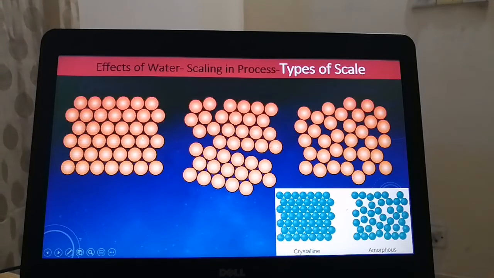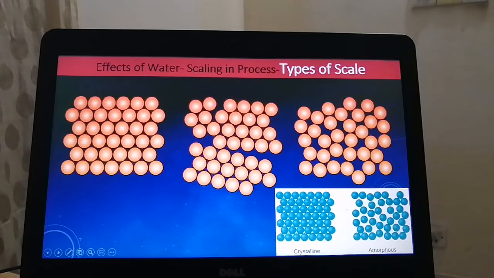It comes out from a supersaturated solution and forms crystals in a very nice and perfect way. There is no problem. There is no hindrance. There is no other factor interference. So this is a very nice crystalline structure.